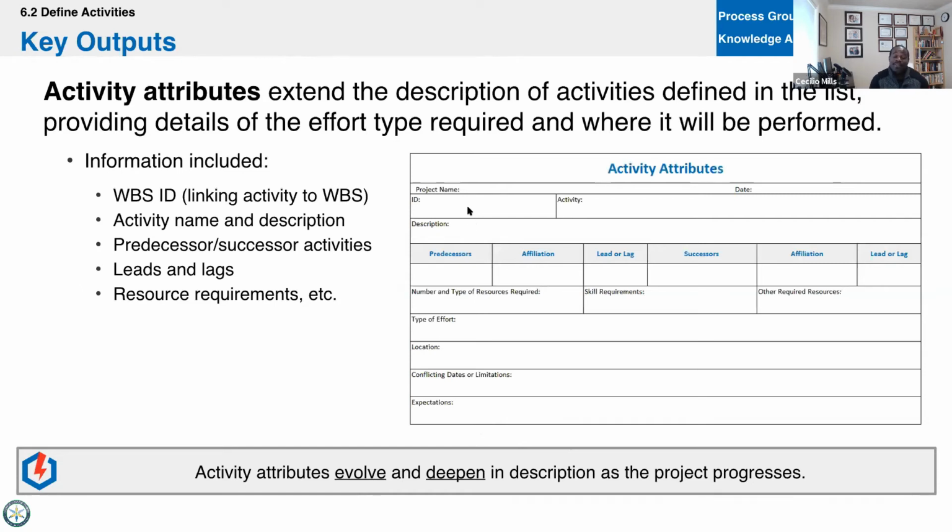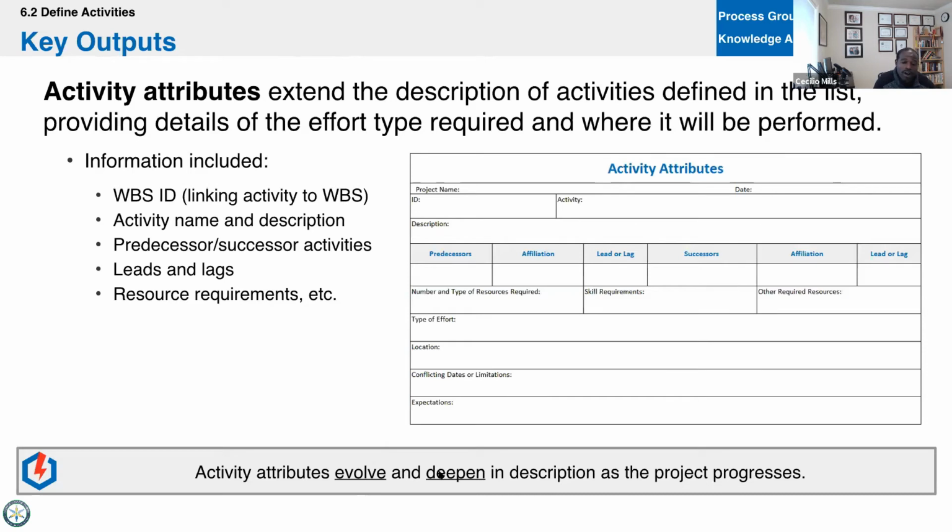We get activity attributes. You've got to remember that term for PMI. Think attributes, like when we're thinking about a person: how tall are they? What's the color of their eyes and their hair? Well, for activity attributes: what's the activity ID? What WBS ID does it roll up to? What comes before or after? Predecessors and successors. Leads and lags. So we get all this information. This could all be in the WBS dictionary, by the way. Some of it may, some of it may not. You may fill some of it in later.